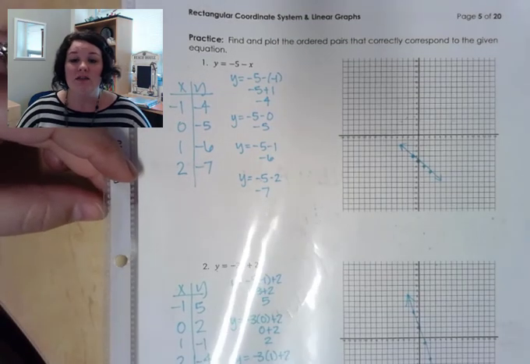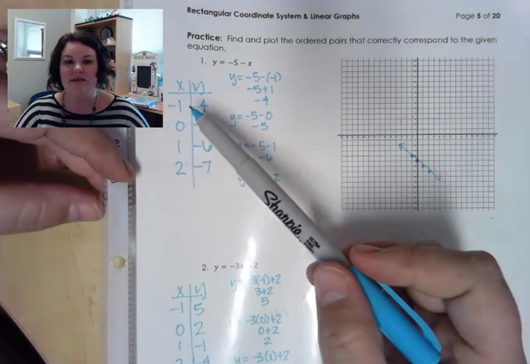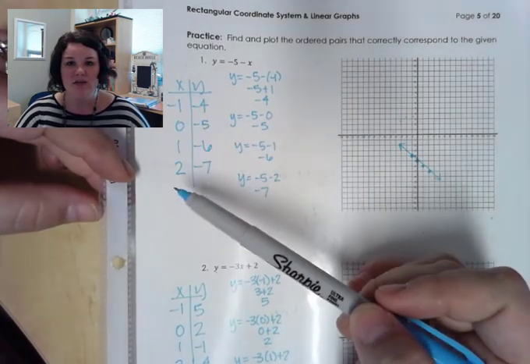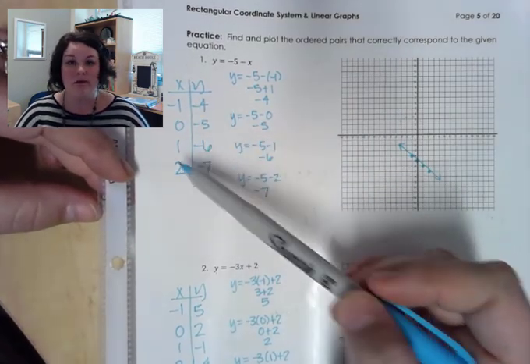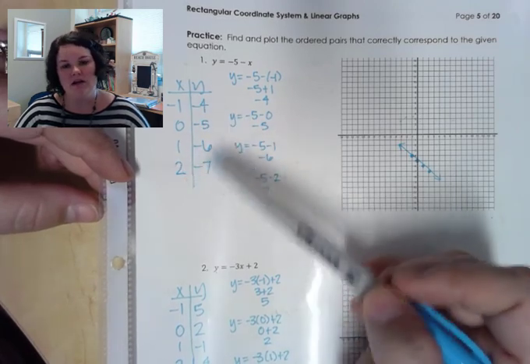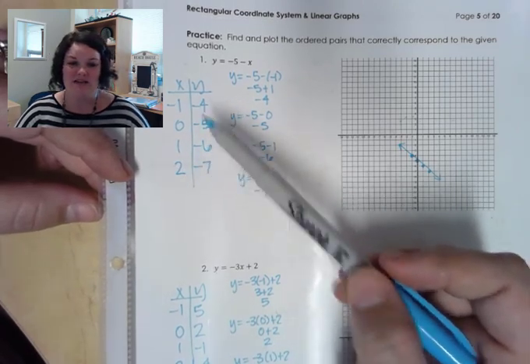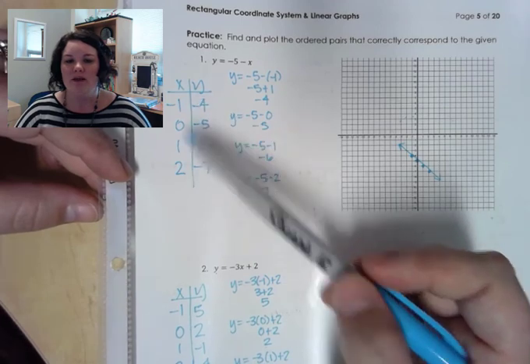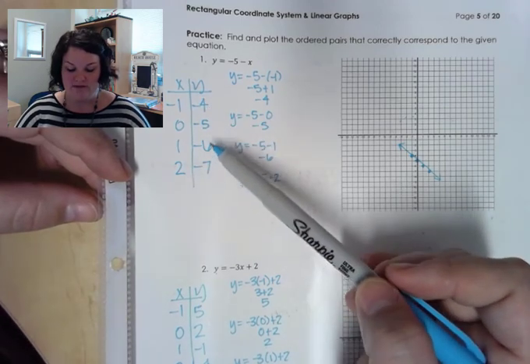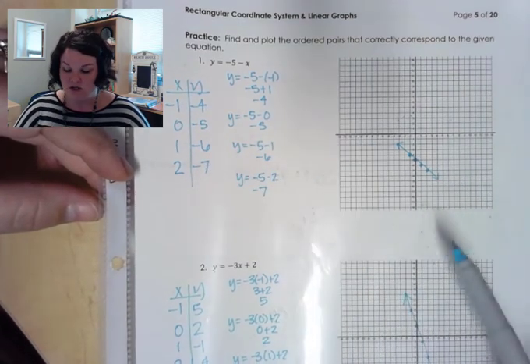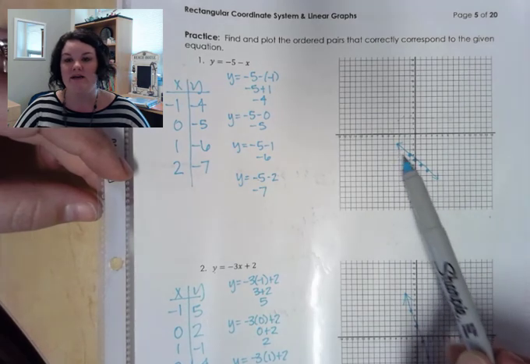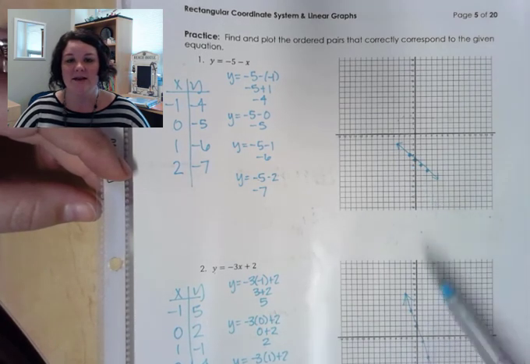All right, so on the first one, again, I picked the same points, -1, 0, 1, and 2. When we get into more graphing, we're not always going to pick these points, but for the sake of this lesson, that's what we're going to pick, okay? When we plug those in, we should get -4, -5, -6, and -7. So your solution point should have been right down here below the x-axis, okay?